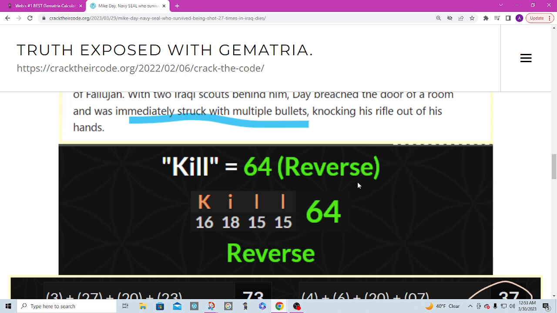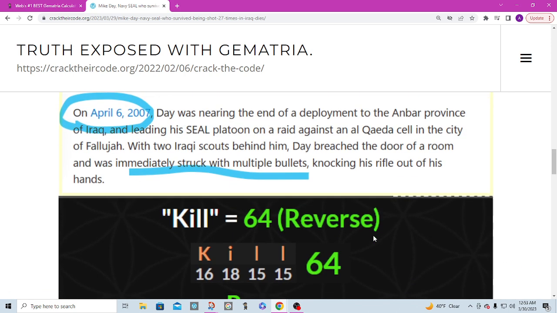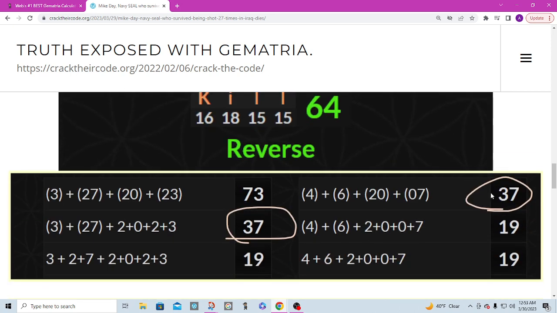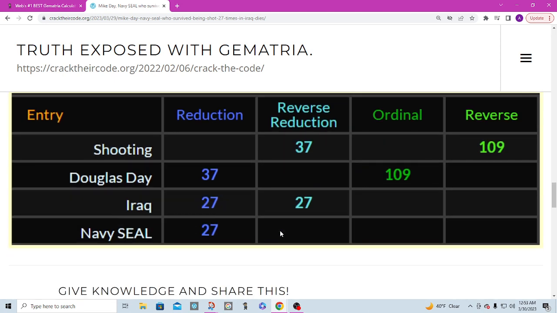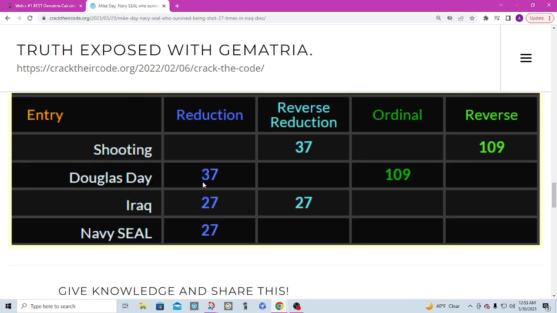Like, he got shot in Iraq on when? April 6th. And look, that's the date numerology for the supposed day that he got shot and the day that he got killed years later. So look, now we're fitting in the puzzle, right? So the date numerology of the 37s. There's our 37s. That's his real name right here. Look, he's in a shooting, shot 27 times in Iraq, Navy SEAL.